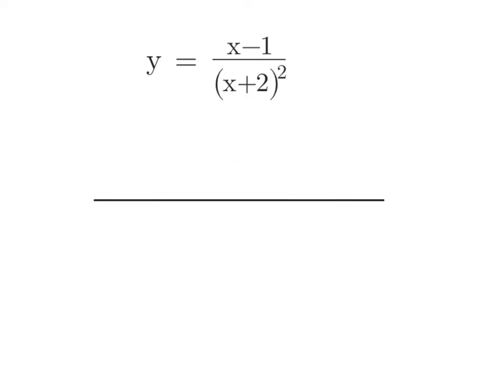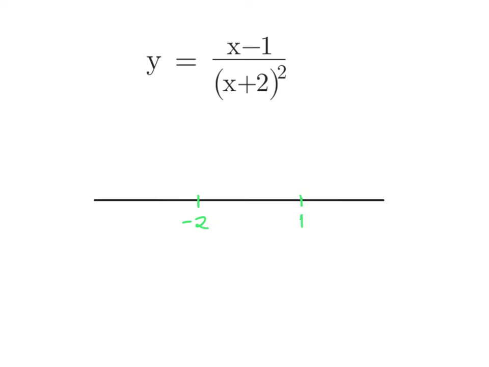Here's one that looks fairly complicated. y equals x minus 1 over the quantity x plus 2 squared. We're going to create our sign chart and then come up with a graph from that. To create our sign chart, we need to identify our 2 most important points. They're going to happen at -2 and at 1.